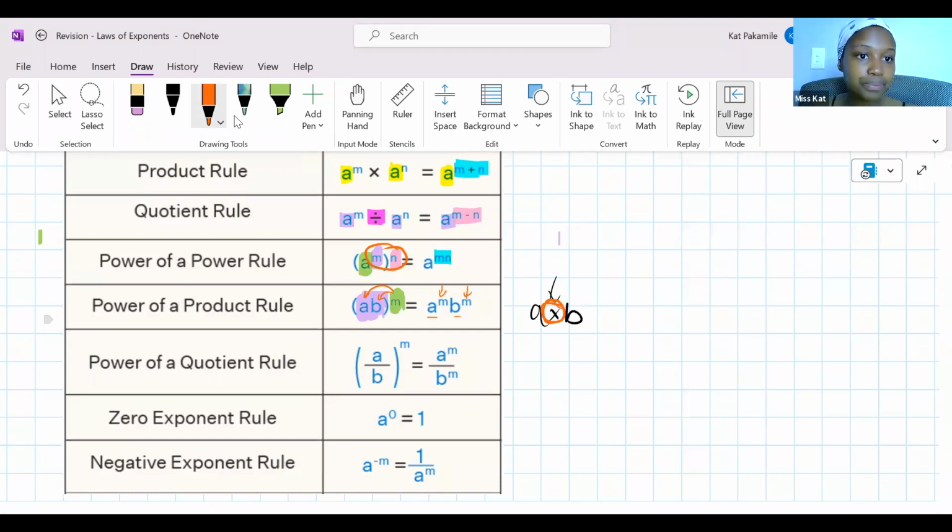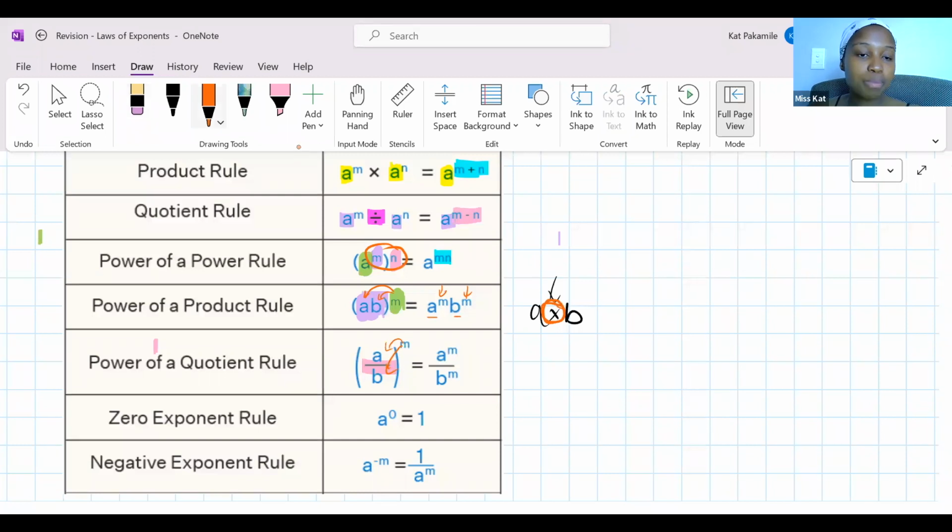Okay, power of a quotient is just the same rule, but this time using divide. So you have two bases, A and B, you're dividing them, all raised to 1 power. Still you distribute. So A gets M and B gets M. Okay. Zero exponent: anything to the power of 0 is 1.